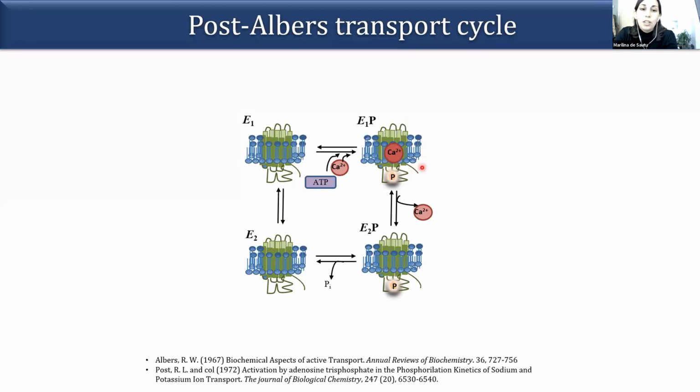In this one, the phosphate is bound to the aspartic acid residue that is conserved in all the P-ATPases. This conformation is unstable, and through a conformational change leads to the E2P conformation, in which the calcium binding site is oriented to the extracellular medium and has low affinity, so the calcium is released, and then the phosphate, and the protein can start a new reaction cycle.